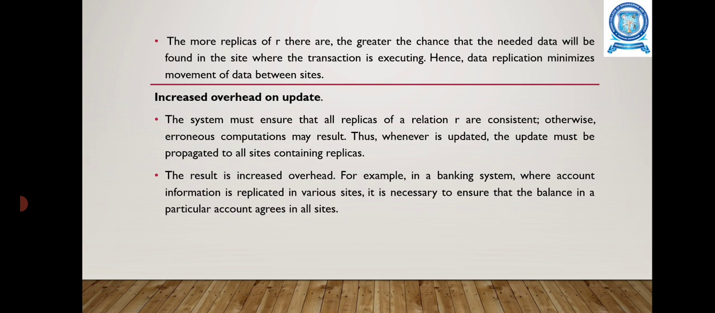Increased overhead on update. That means the system must ensure that all replicas of relation R are consistent, otherwise erroneous computations may result. Thus, whenever R is updated, the update must be propagated to all sites containing replicas. The result is increased overhead. For example, in a banking system where account information is replicated in various sites, it is necessary to ensure that the balance in a particular account agrees in all sites.